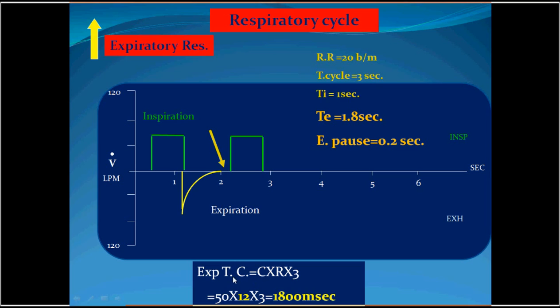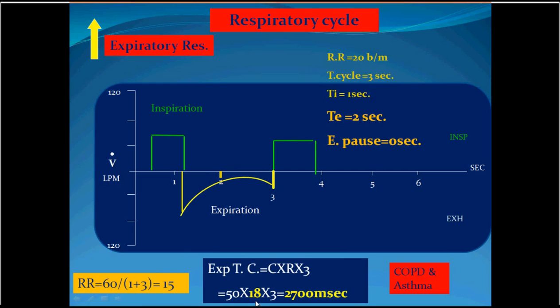But here the time constant increases, and 3 time constants for the exhalation of this tidal volume will need about 1.8 seconds. So we have 1 second for inspiration and 1.8 seconds for expiration, and what remains from the 3 seconds is 0.2 seconds as expiratory pause. What will happen if there is a further increase in the expiratory resistance? Instead of 12, it became 18. So this is another problem.